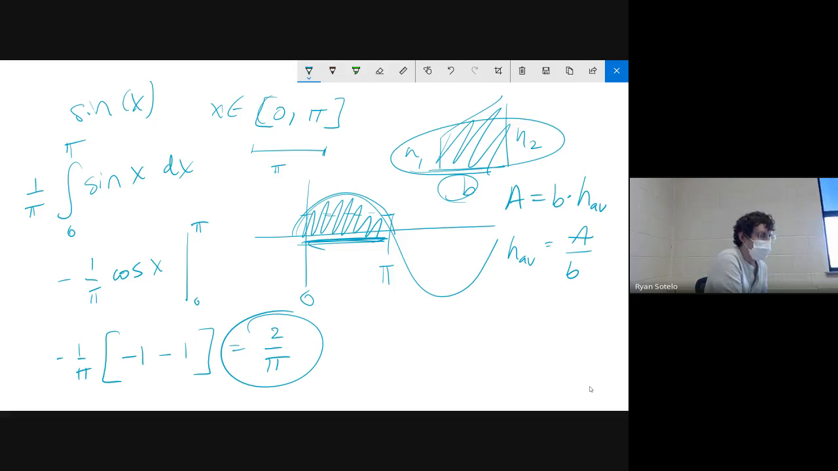Then why is it -1 minus 1? Because cosine looks like this. So at pi, it's -1. And then you subtract what it is at 0, which is 1. So you get -1 minus 1. That's the issue.